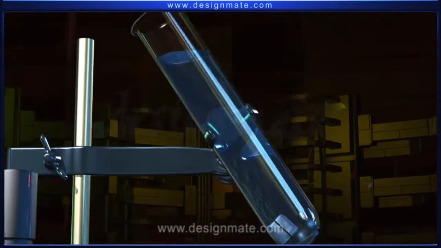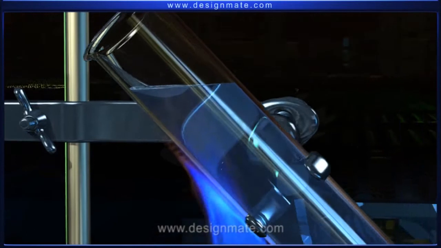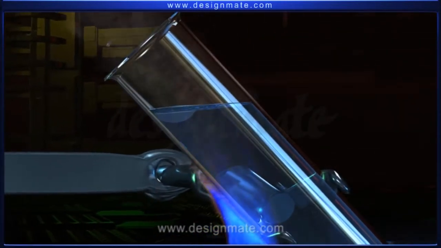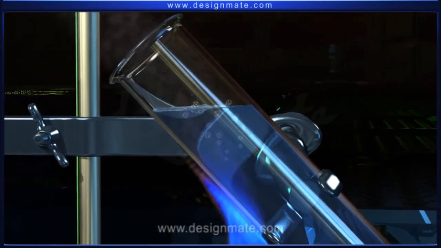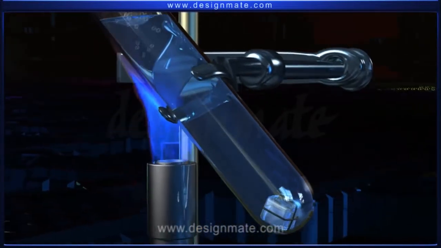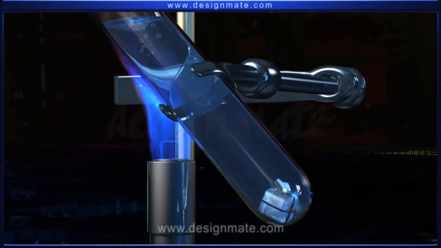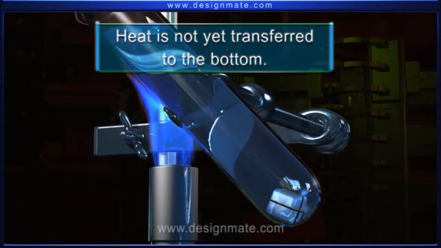Now hold the test tube in a tilted position over a burner. The water at the top of the test tube starts getting heated. As we continue heating the test tube, the water at the top starts boiling. But still the ice at the bottom of the test tube does not melt. This means that water at the bottom has not yet been heated, and heat is not yet transferred to the bottom.